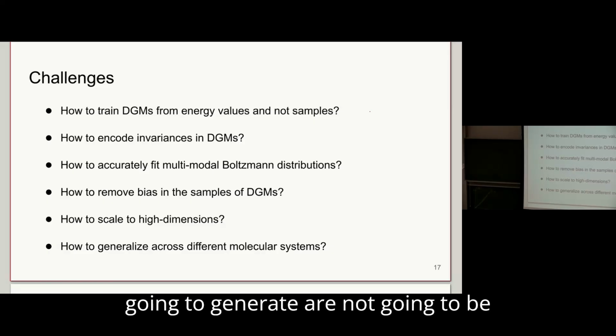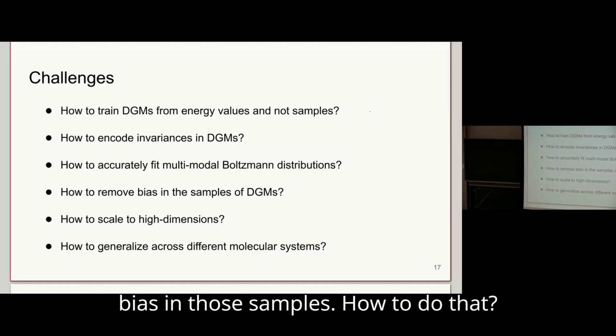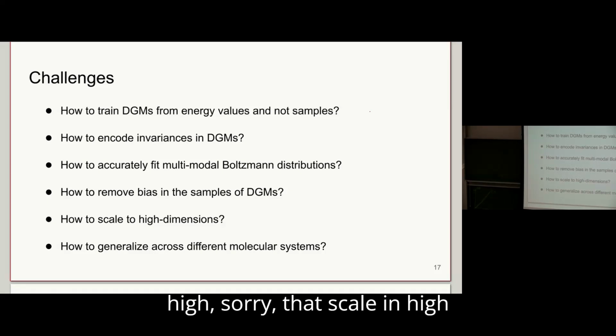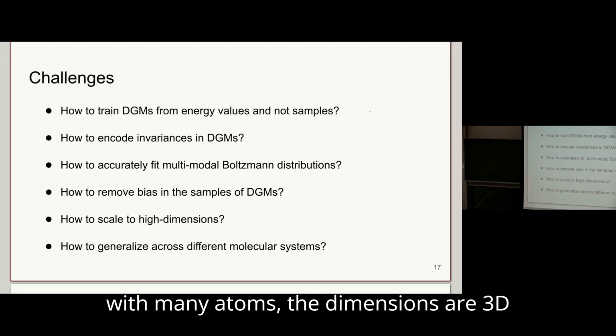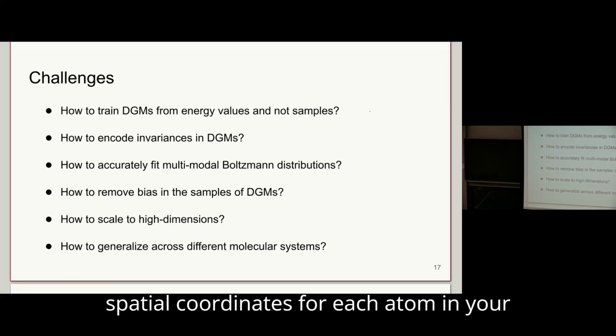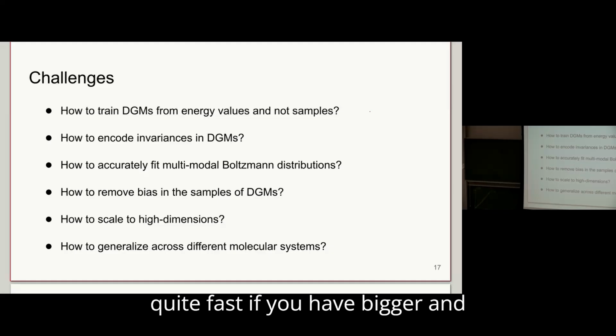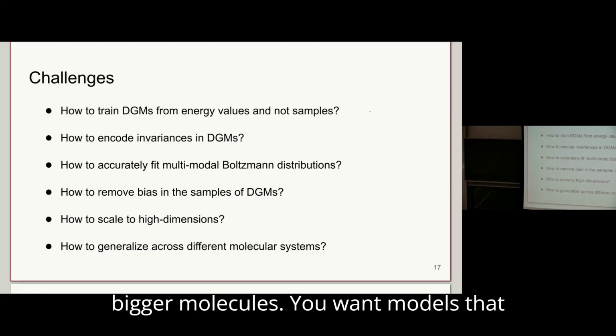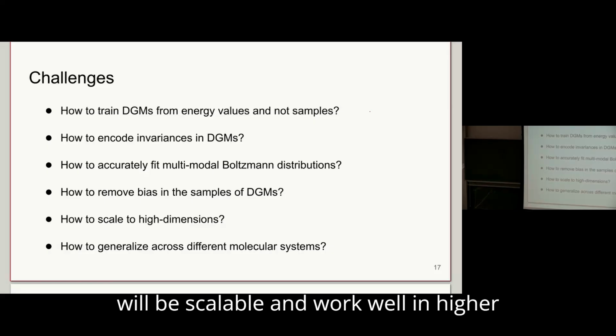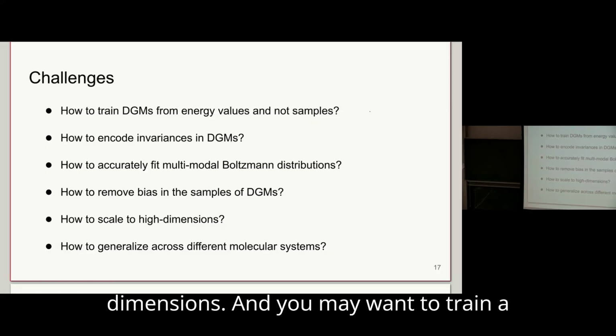The samples that it's going to generate are not going to be perfect. You may want to reduce the bias in those samples. How to do that? You want models that will generalize to that scale in high dimensions. If you simulate molecules with many atoms, the dimensions are 3D spatial coordinates for each atom in your molecules. The dimensionality can grow quite fast if you have bigger and bigger molecules. You want models that will be scalable and work well in higher dimensions.